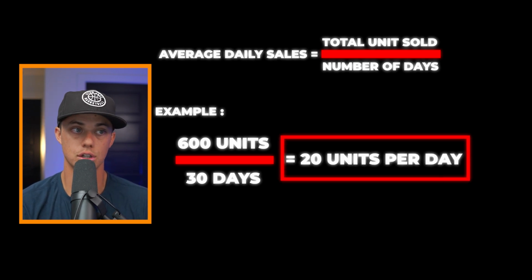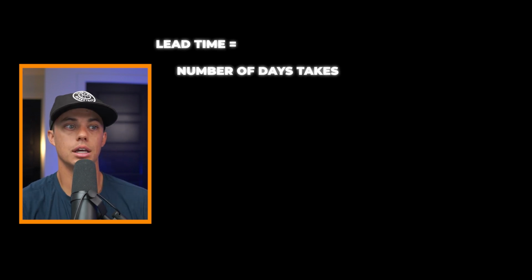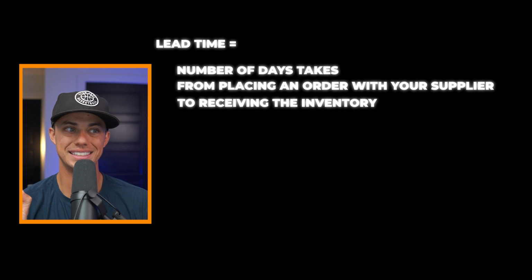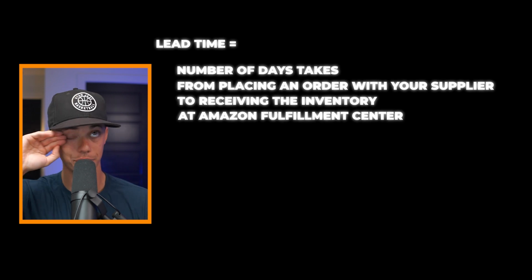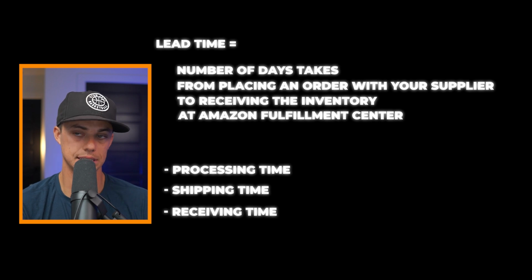Okay, so we could use the number 20 as average daily sales. Now, your lead time is the number of days it takes from placing an order with your supplier to receiving the inventory at Amazon Fulfillment Center. This includes processing, shipping, and receiving time.